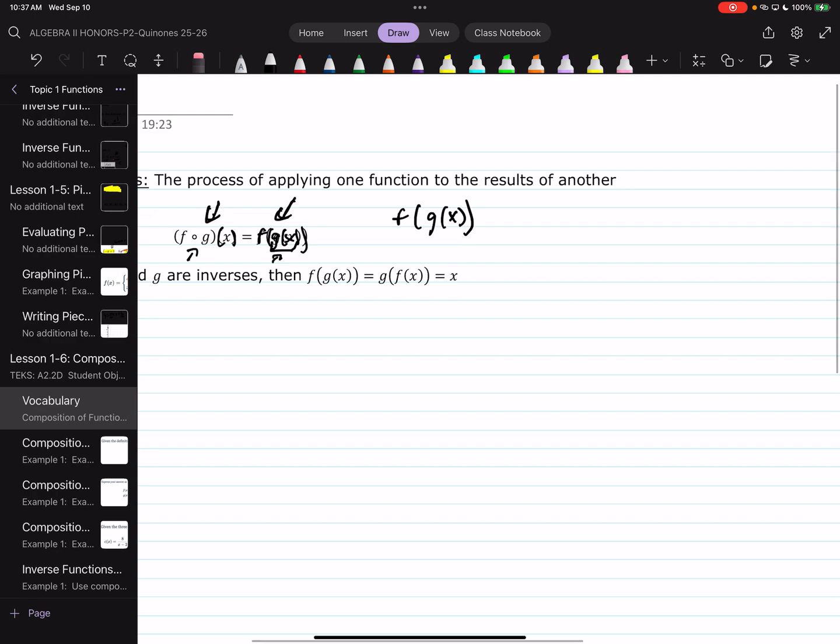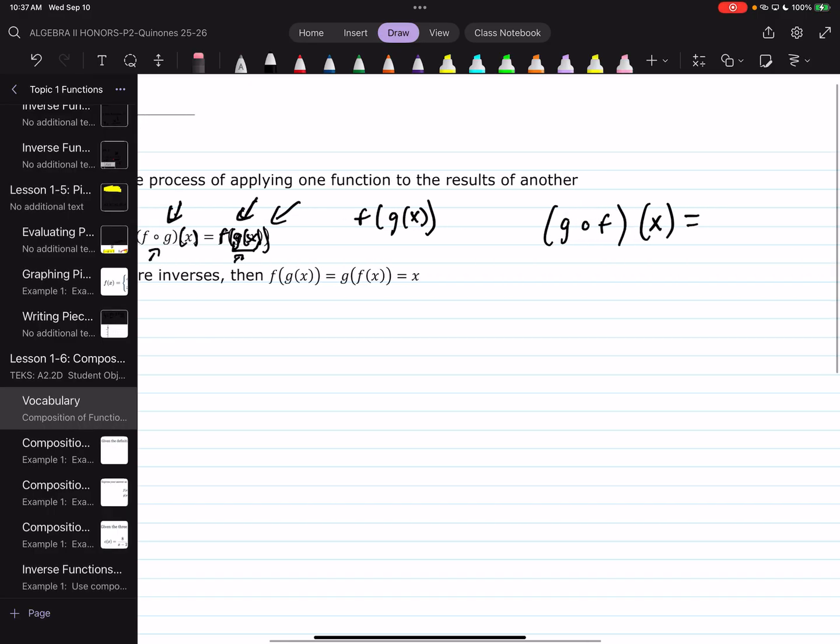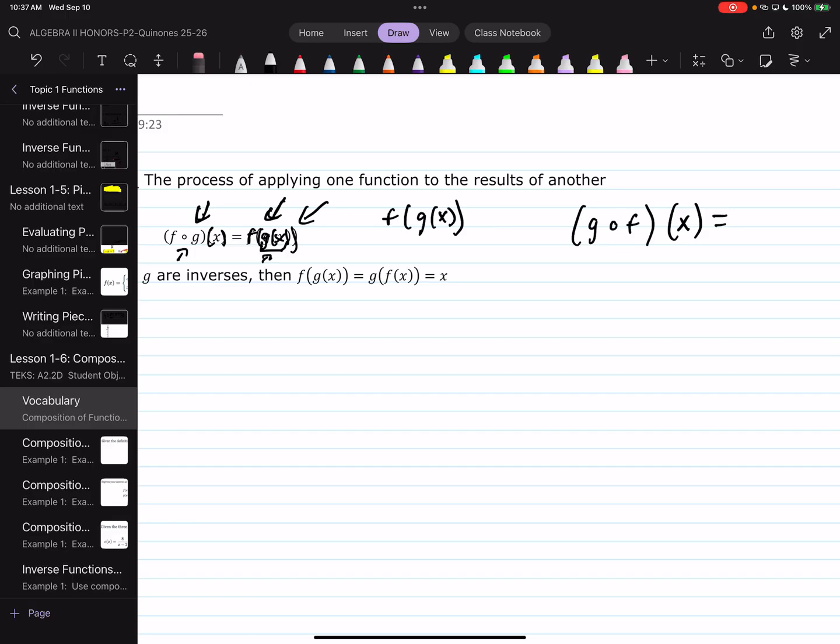What if I were to give you an equation that looked like this? G onto f of x. If I wanted to write it in this notation, what would it look like then? G of f of x. Means the same thing. Good work.